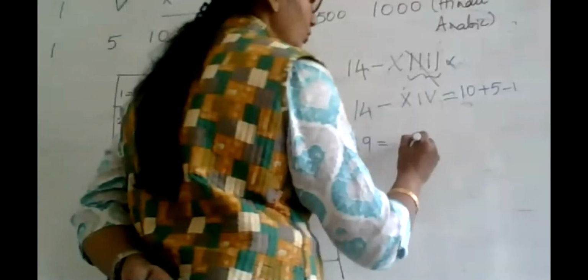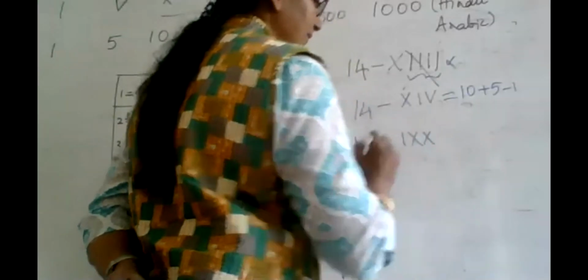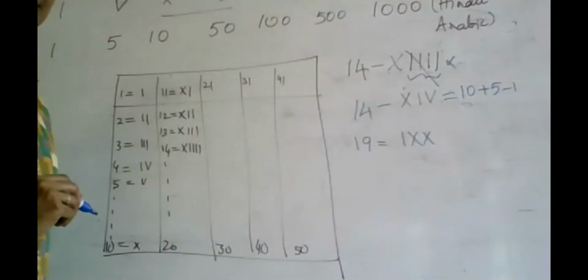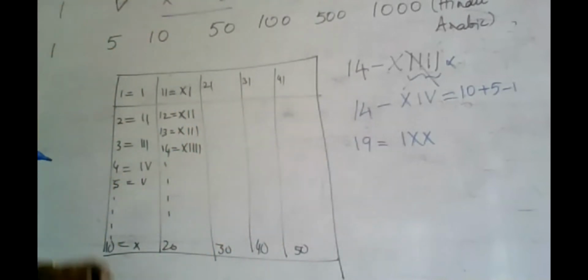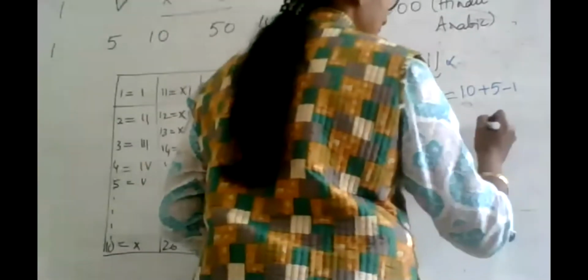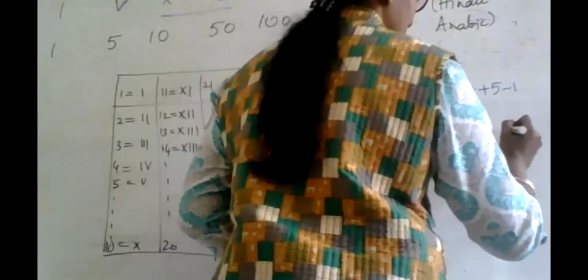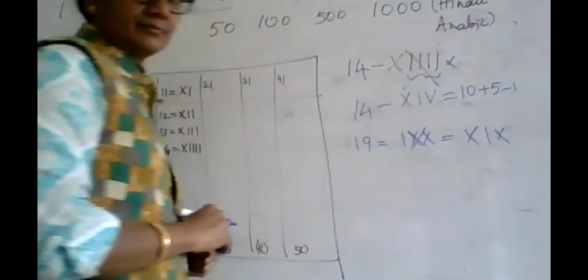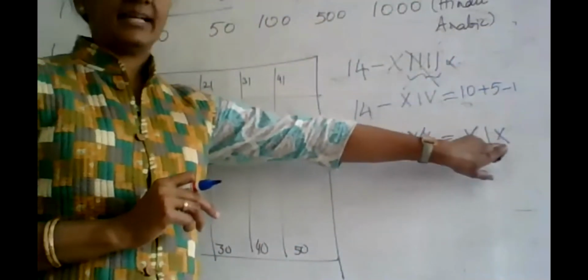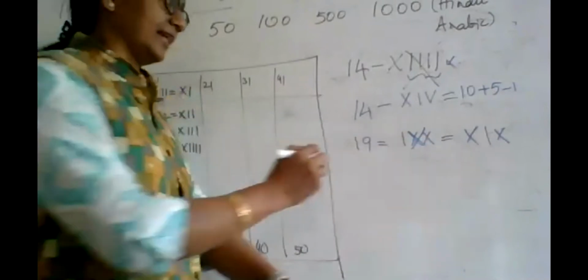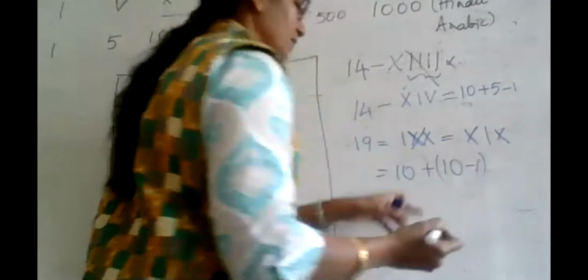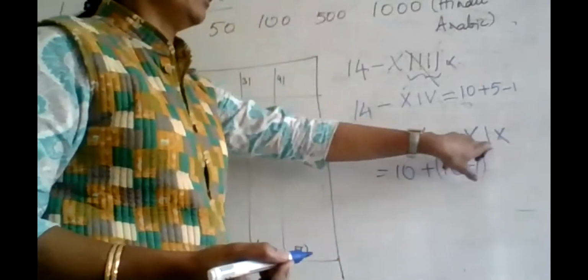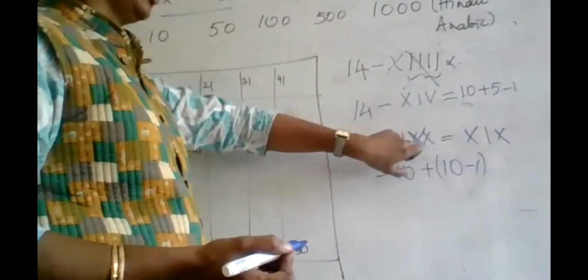19 will be the 20 minus 1, is it? No, it is not like this. You will have to find out how 19 is to be written. 19 will be written like this: 10 and 9. This is 10 plus 9. You will see it as 10 plus 10 minus 1. So this is 10 plus the 9. So this will be 19, not this.